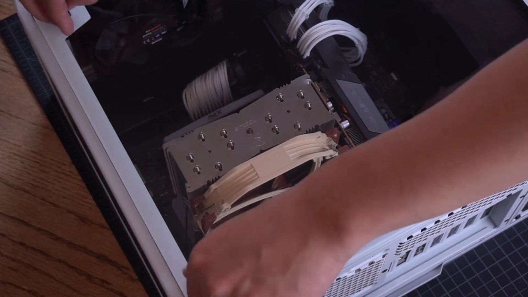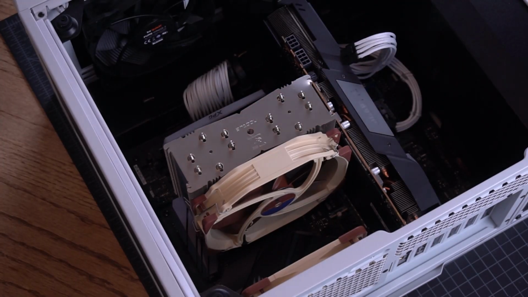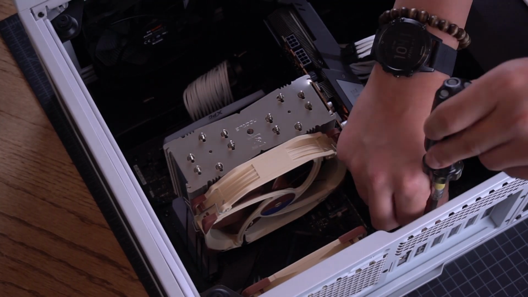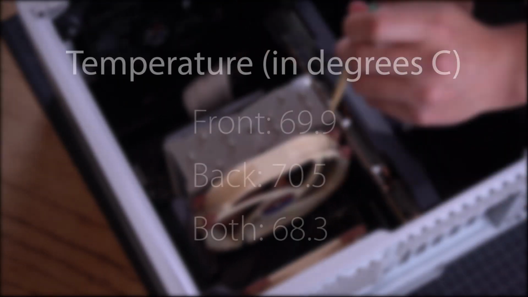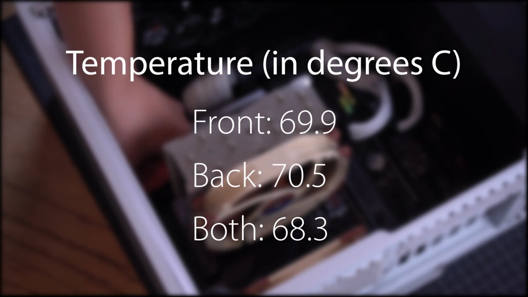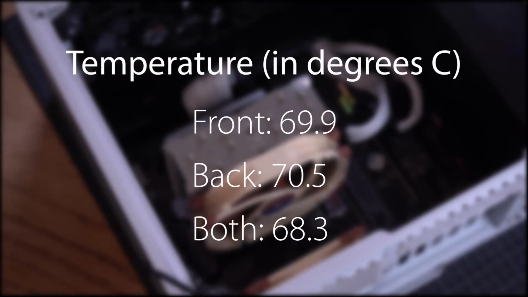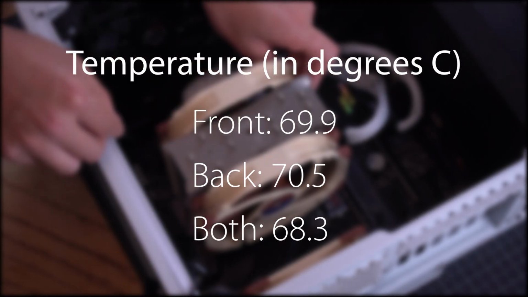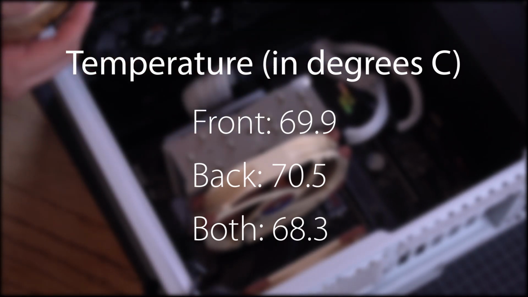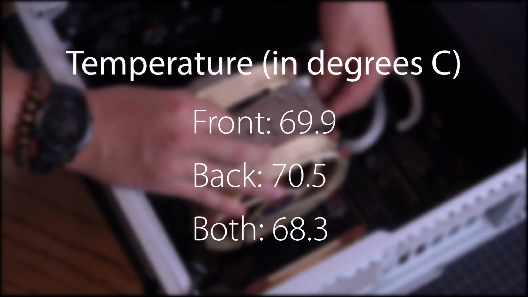All right, and here are the results, and frankly, they're quite surprising. Just for reference, I tested each of these configurations 3 times, and these are the numbers that I came up with. The max temperature in the front configuration was 69.9 degrees Celsius. At the back, it was 70.5, and with both fans going, it was 68.3. So really, in terms of temperature, there isn't much of a difference between the three configurations.